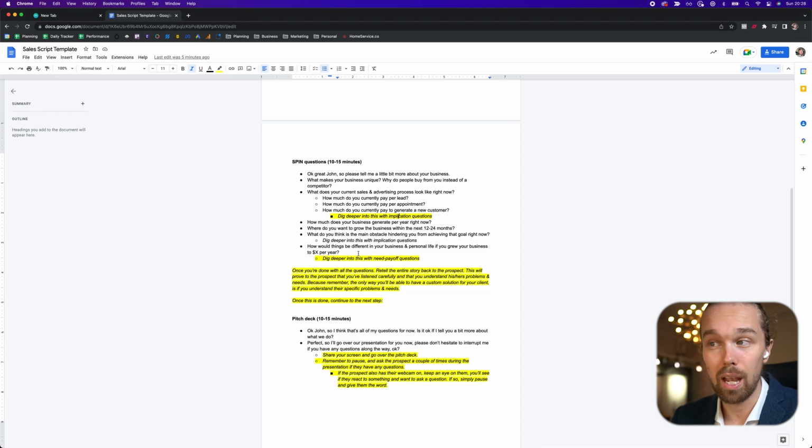Then you could also ask them, how much does your business generate per year right now, or per month right now? You want to have a number there, which can be pretty nice, especially when you do advertising or any type of consulting. Where do you want to grow this business to within the next 12 or 24 months? Because they do advertising, right? So where are they right now and where do they want to grow to? They want to invest money to grow, essentially. That's what advertising is. So it's just a natural question to ask them. How much do you do right now? And how much do you want to make in a year or two?